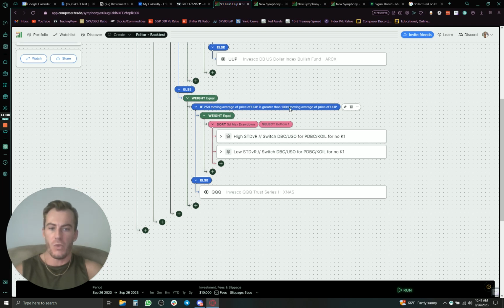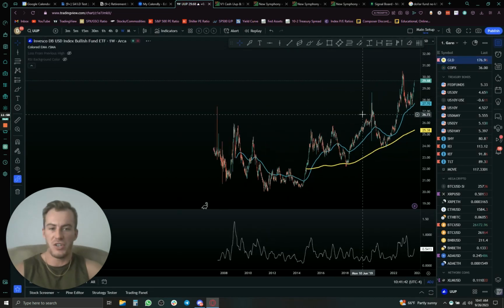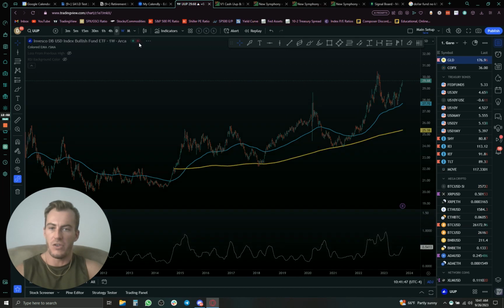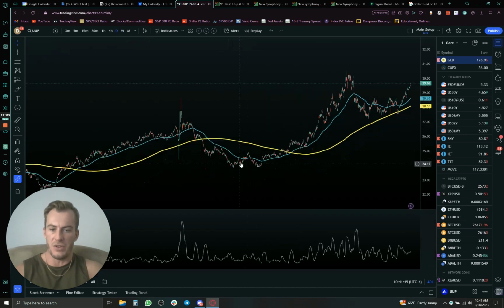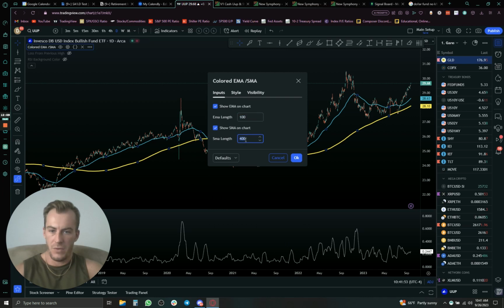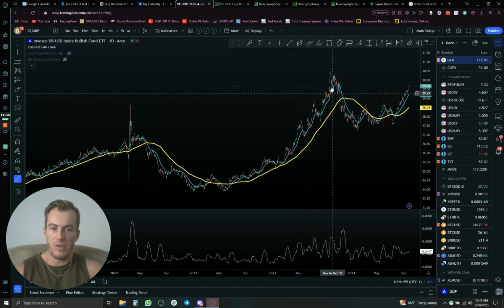So UUP, 100-day moving average, and then we're rotating into QQQ. So we're essentially checking to see if UUP is bullish or bearish, and then we're wanting to capture the upside movements of UUP on the daily charts. So I think we're checking the, what was it, the 100-day and then like the 25-day. Is that right? Yeah, 25-day. So simple ribbon, just checking bullishness, bearishness.